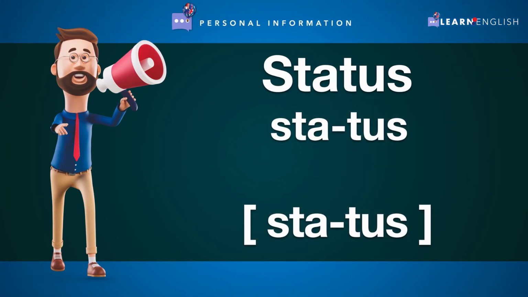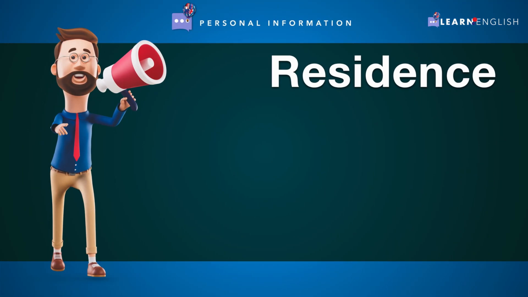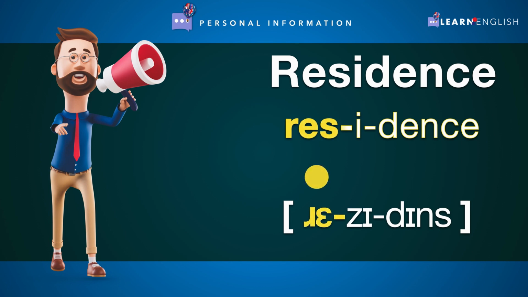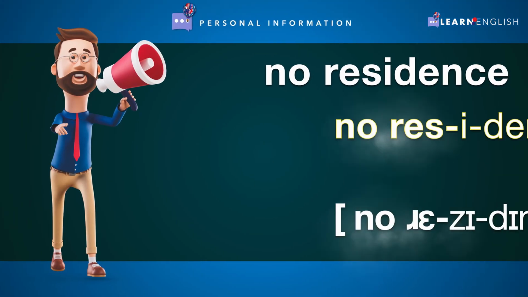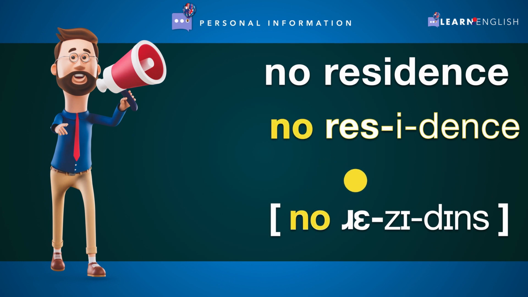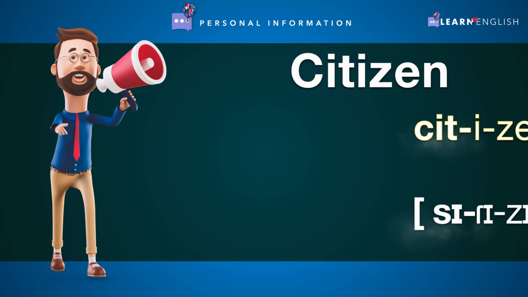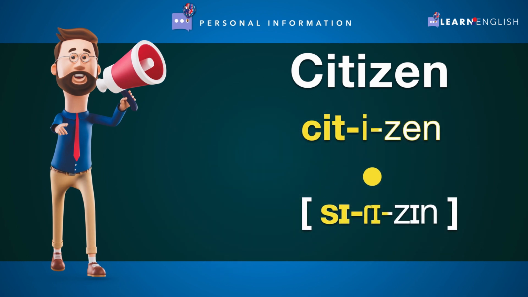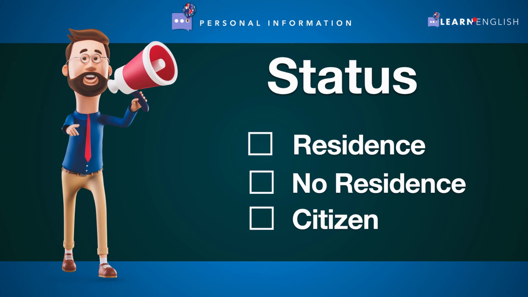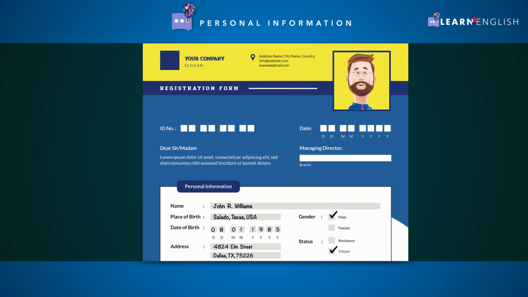Status. Residence. No residence. Citizen. We choose a status for John, which is citizen. Now, let's take a look at our form, and we have our data.